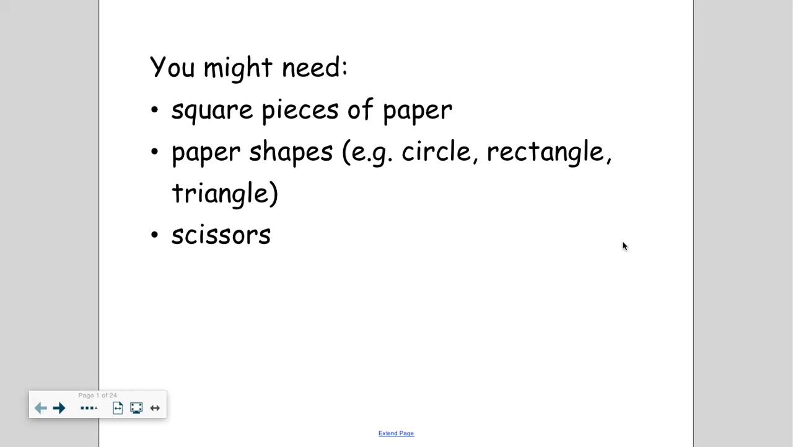Before you start this session, it might be really helpful to know you might need some of these resources to help you with today's learning. You might need some square pieces of paper right at the beginning of the session, then maybe some paper shapes that have been cut out for you, like circles, rectangles and triangles. You'll need these in the middle of the lesson for our activity time, and you might want some scissors as well for today's learning. Once you have all of those things, let's move on.